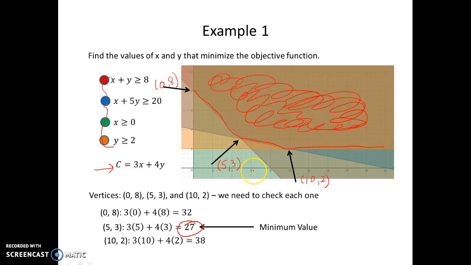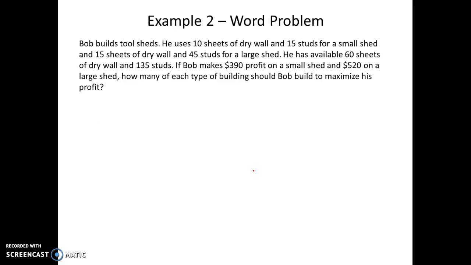One last one. We have a word problem. So Bob the builder is building tool sheds. He uses 10 sheets of drywall and 15 studs for a small shed and 15 drywall and 45 studs for a large shed. He has available 60 sheets of drywall and 135 studs. Bob makes $390 profit on a small shed and $520 on a large shed. So how many of each kind of shed should he build to maximize his profit?